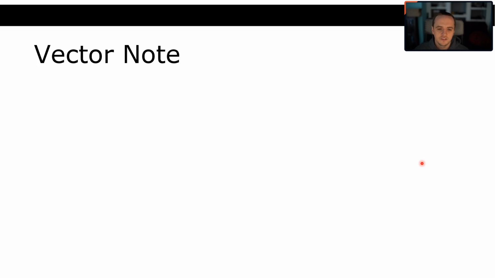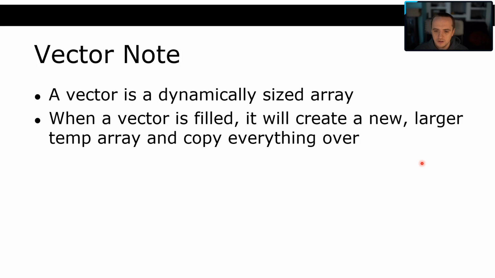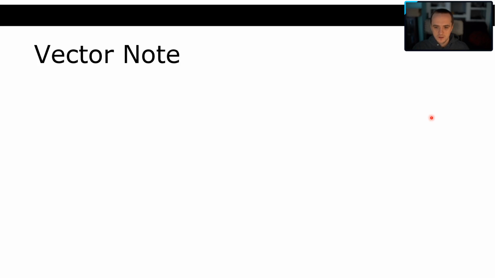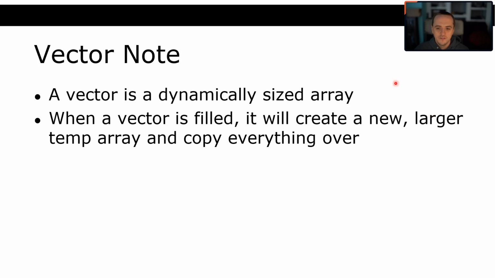So here's a note on vectors. A vector is a dynamically sized array. This is another thing about vectors, a side note. This is not to do with cache misses. I just wanted to make sure that you know this going forward in your computer science careers. A vector is a dynamically sized array. When a vector is filled, it will create a new, larger temporary array and copy everything over.